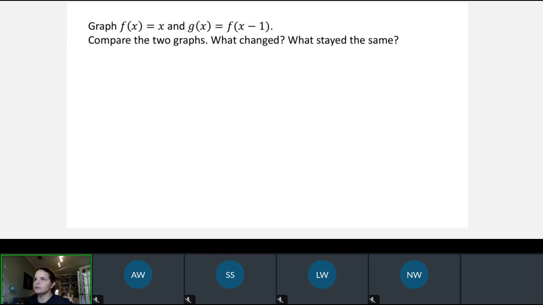Okay, let's try another one. So what I want you to do is think about your rules. Compare the graph f of x equals x, that's our parent function, to g of x, which is f of x minus 1. This time, the subtraction is occurring inside the parentheses. So it's happening to the input. Okay, so take a look back at your transformation rules.